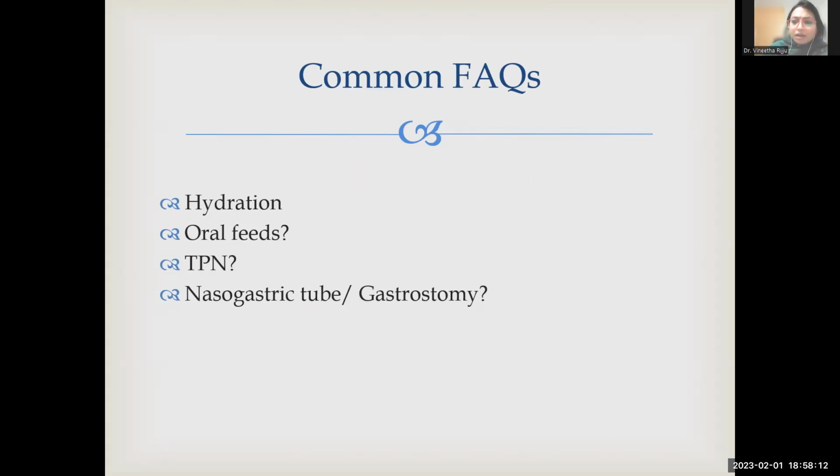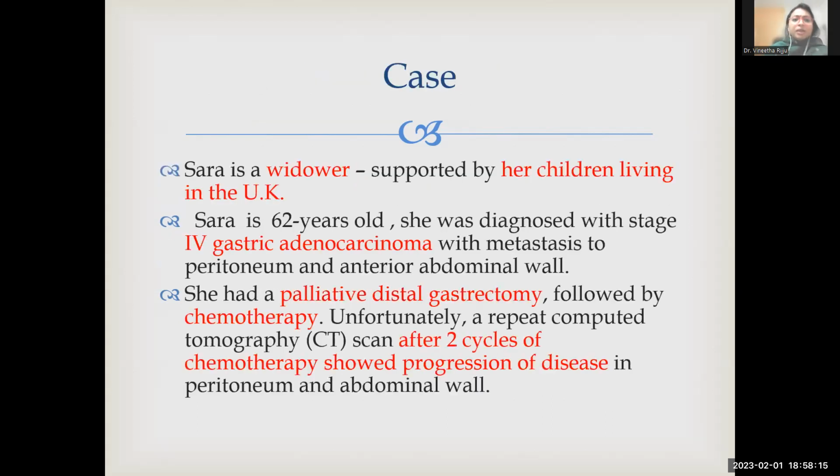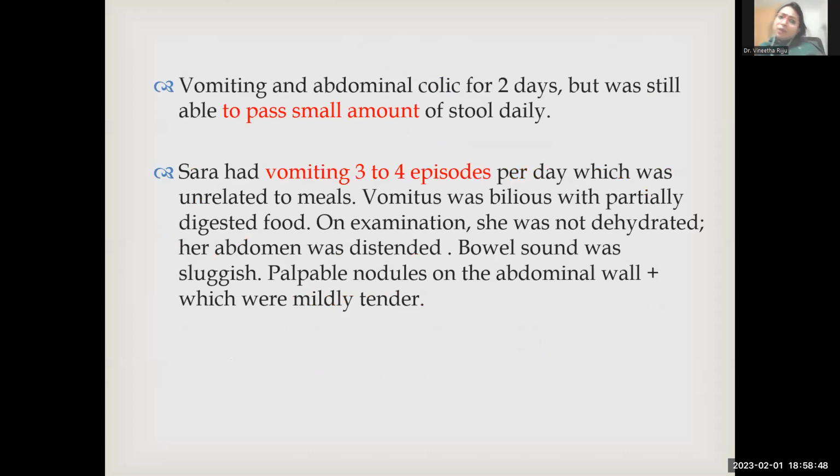So I have a quick case scenario here. Sarah is a widower. She's supported by her children living in the UK, and she's 62 years old with stage 4 carcinoma stomach with metastasis to the peritoneum and anterior abdominal wall. She has had palliative visceral gastrectomy followed by chemotherapy. But what happened after 2 cycles of chemotherapy? They did a CT scan and saw that the disease had progressed further. Now she is developing vomiting and abdominal colic for 2 days, but is still able to pass small amounts of stool daily.